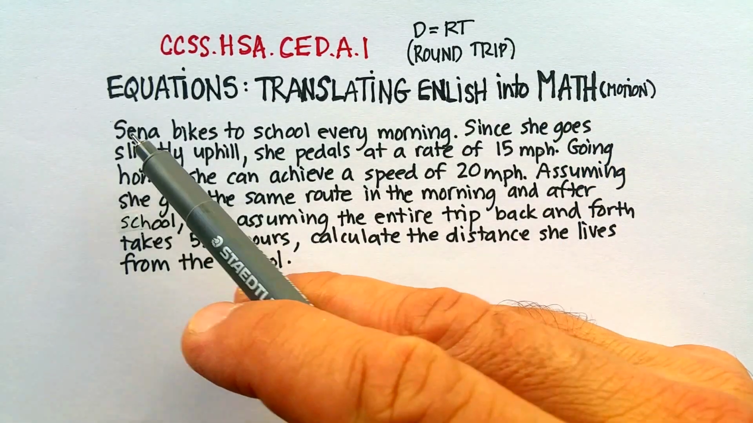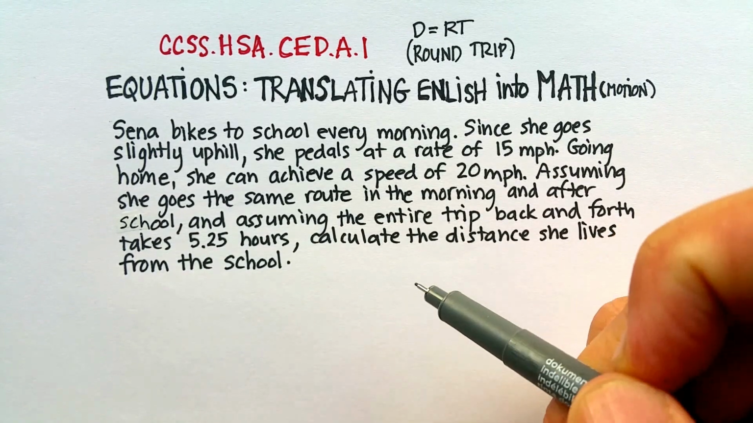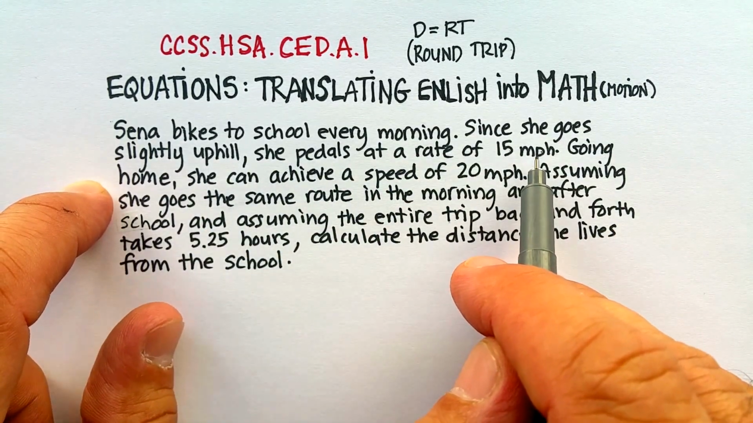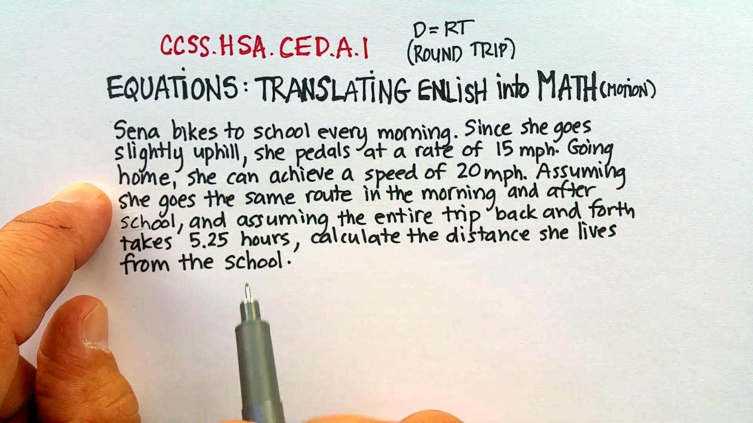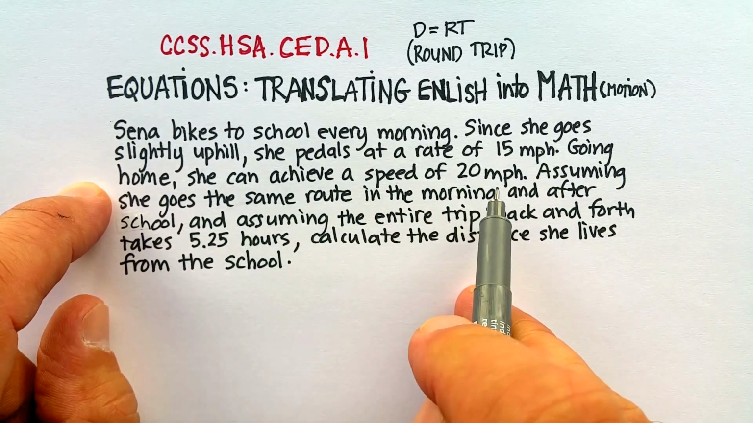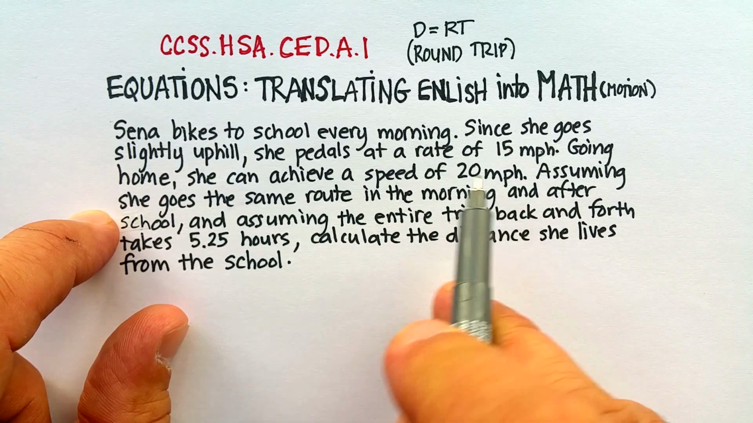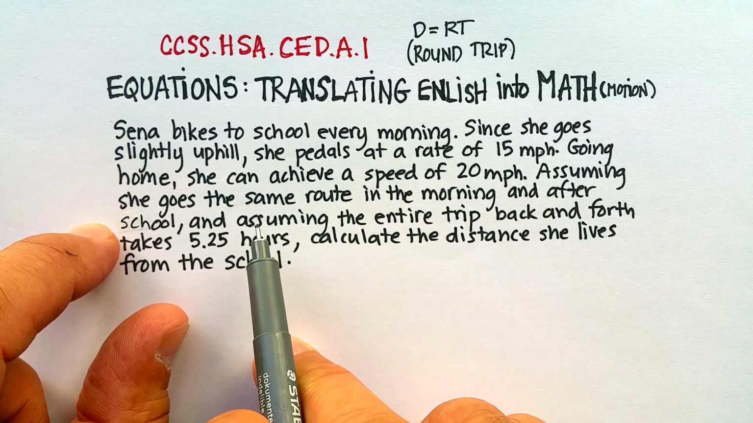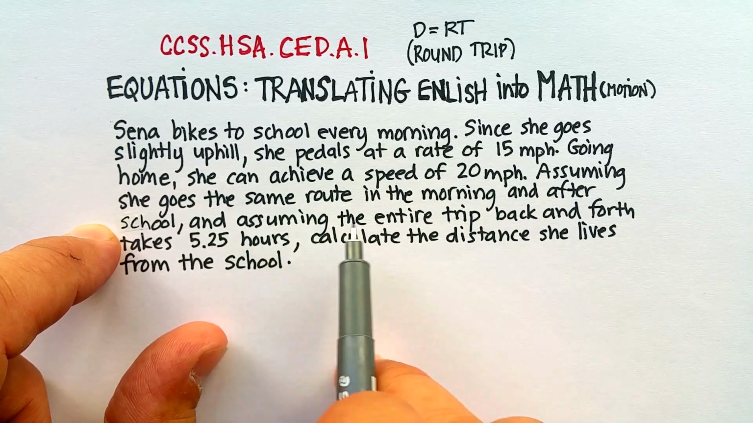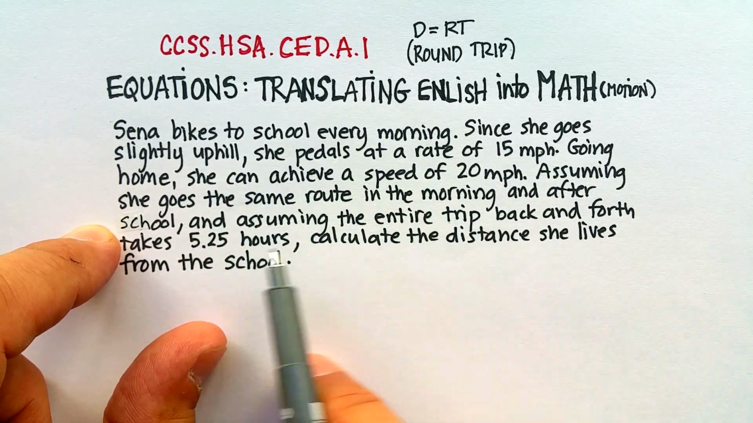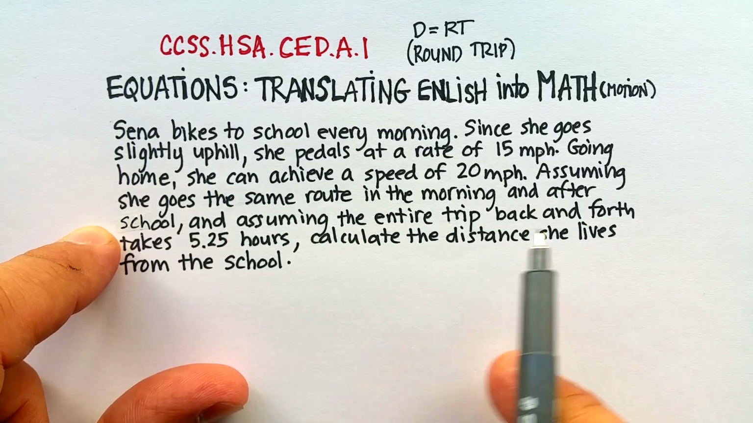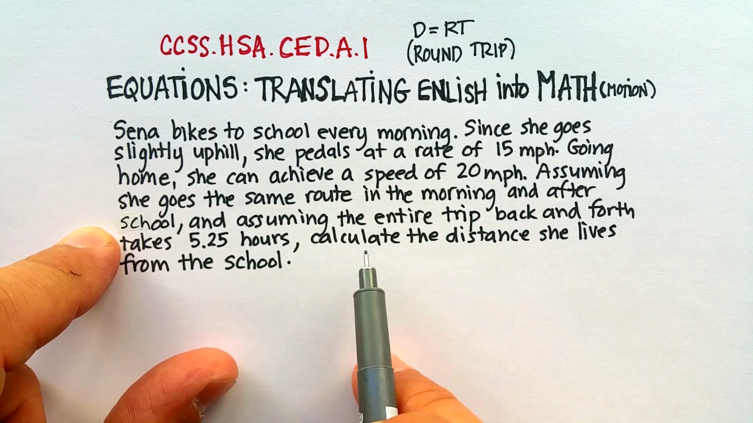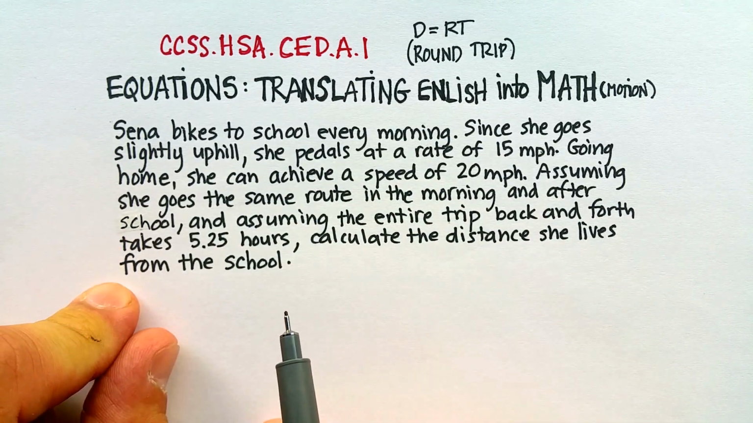Now, according to this, Senna bikes to school every morning, and since she goes slightly uphill, she pedals at a rate of 15 miles per hour. Now, when she goes home in the afternoon, she can achieve a speed of 20 miles per hour because she's going downhill. Now, assuming that she goes the same route in the morning and in the afternoon after school, and assume also that the entire trip back and forth, if you added both of them together, takes 5.25 hours. It's a long ways, huh? Calculate the distance that she lives from school.